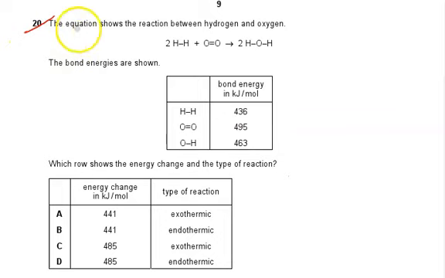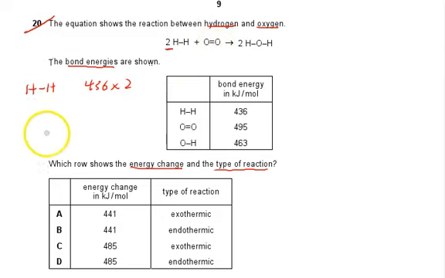Okay, for 20, the equation shows the reaction between hydrogen and also oxygen. These are the bond energies. Which row shows the energy change and the type of the reaction? For this, we need to calculate one by one. For hydrogen, it is 436 times 2 because you have 2 here. Now look at the oxygen double bond, you have 495. We add all of this, and we'll be getting 1367 kilojoules.